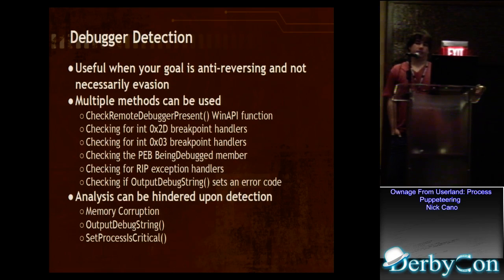And that's just going to tell you, Boolean, am I being debugged or not? And then you can check if there's a RIP exception handler, which is an exception that's only thrown by debuggers. And then you can check if OutputDebugString sets an error code, because if it returns 0 when you call GetLastError after calling that, then there is a debugger there allowing you to call that function.